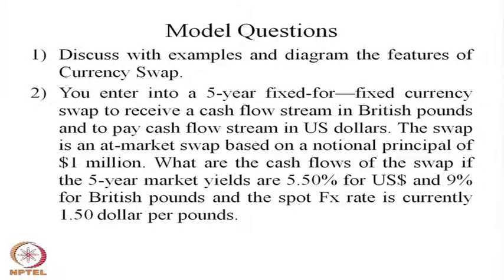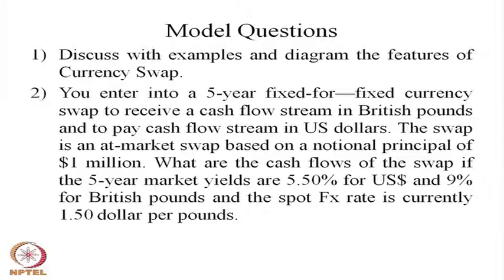Now, the second question is a problem aspect. You enter into a 5-year fixed currency swap to receive a cash flow stream in British pound and to pay a cash flow stream in US dollar. The swap is at market swap based on a notional principal of 1 million. What are the cash flows of the swap if the 5-year market yields are 5.50% for US dollar and 9% for British pound, and the spot exchange rate is currently $1.5 per British pound?